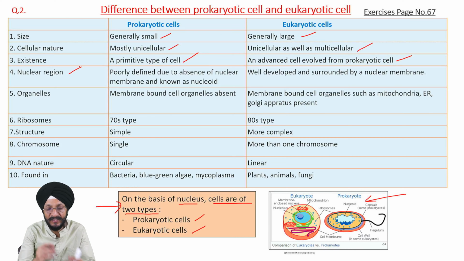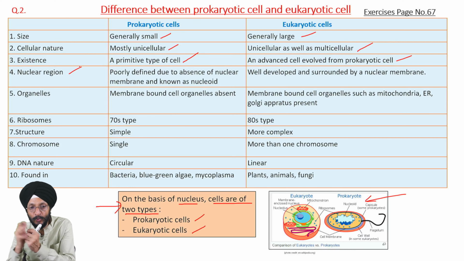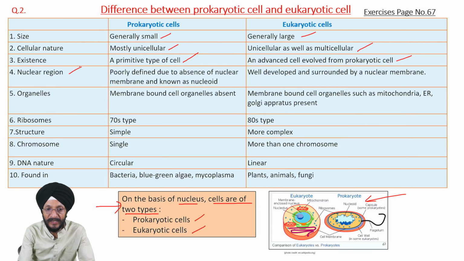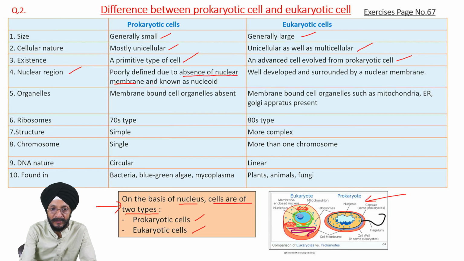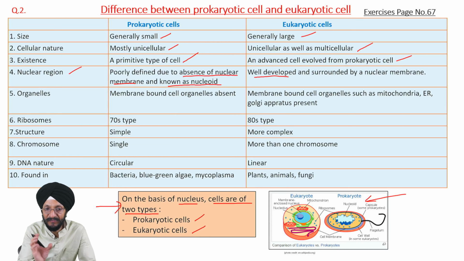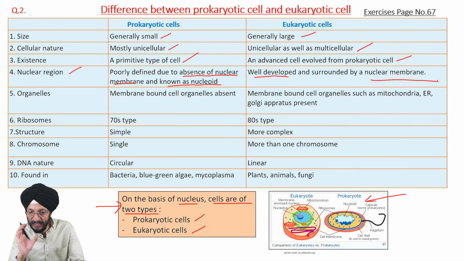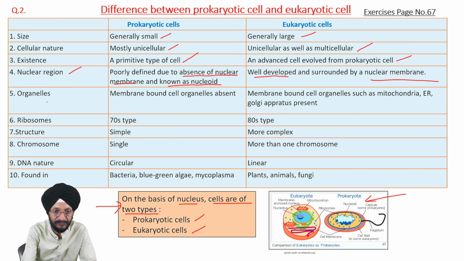Nuclear region. This is the main difference between prokaryotic and eukaryotic cells. Prokaryotic cells have a poorly defined nuclear region due to the absence of a nuclear membrane and are known as nucleoid. In the case of eukaryotic cells, they have a well-developed nuclear region which is surrounded by a nuclear membrane. That is, a well-defined nucleus is present in the case of eukaryotes.